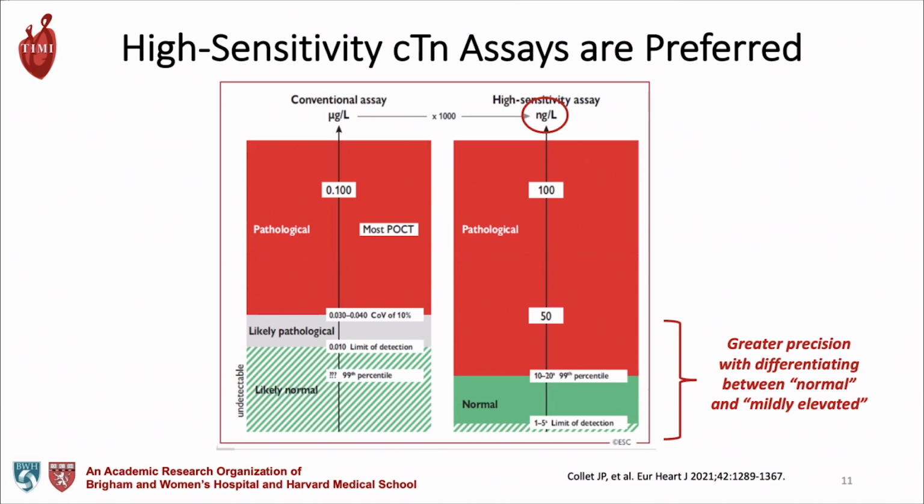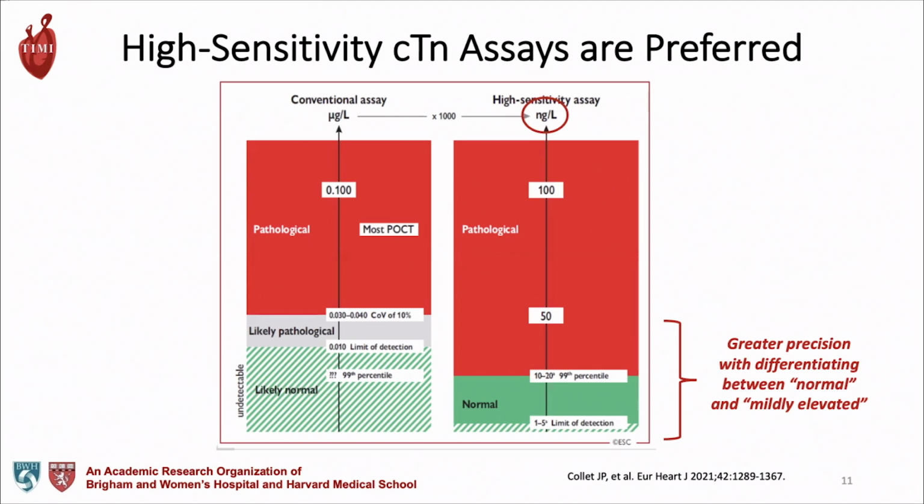One thing is that there's a difference in the units between high sensitivity assays and conventional assays. High sensitivity assays use nanograms per liter, so the values are 1,000-fold higher compared to conventional assays. When we talk about extensive myocardial injury and elevated troponin, that's exactly what we see: the high sensitivity troponin assay will yield a value that's 1,000 times higher than conventional assays.